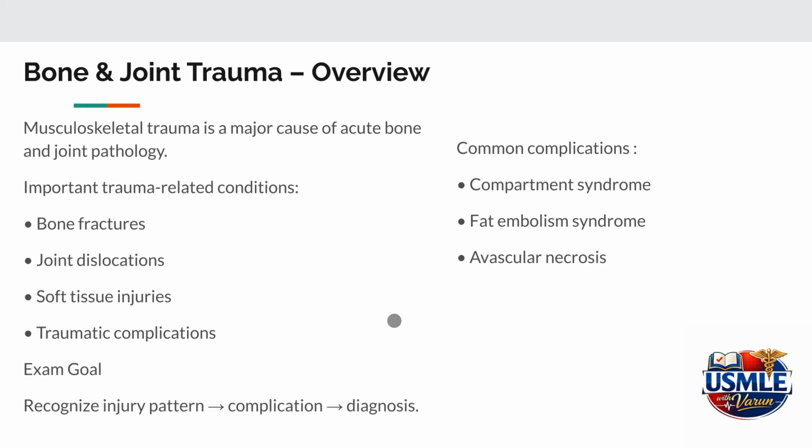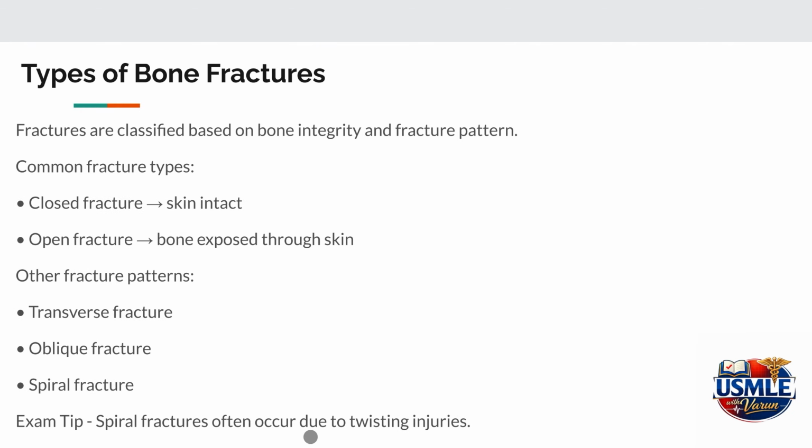So therefore, when you read a clinical vignette involving trauma, the key strategy is to recognize the injury pattern first, anticipate the possible complication, and then identify the correct diagnosis. This reasoning pattern is exactly how USMLE structures musculoskeletal trauma questions. So it is very important that we follow this pattern: recognize the injury pattern, anticipate the complication, and then identify the correct diagnosis.